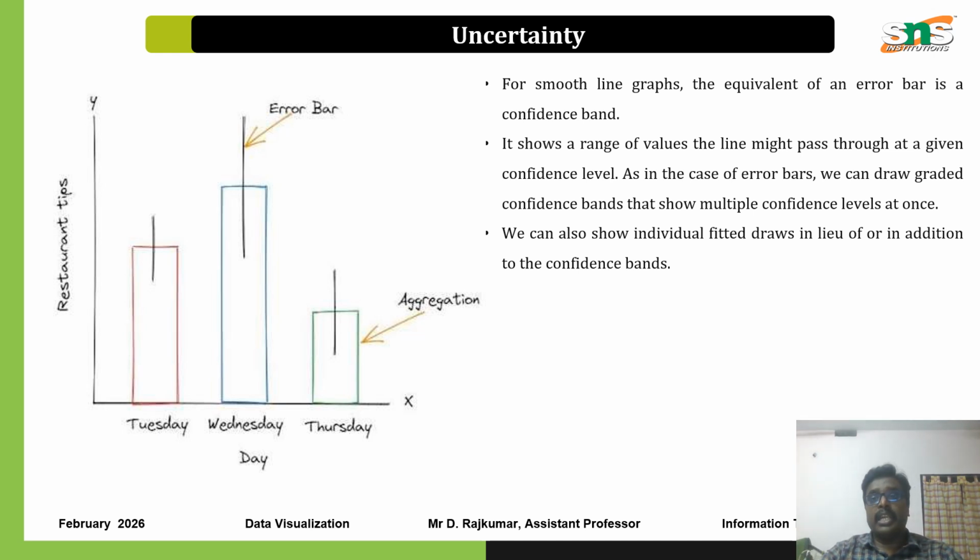For smooth line graphs, the equivalent of an error bar is a confidence band. It shows the range of values in which the line might pass at a given confidence level, as in the case of error bars. We can draw a graded confidence band that shows multiple confidence levels at once. We can also show individual fitted draws in a line, or with the addition of confidence bands.